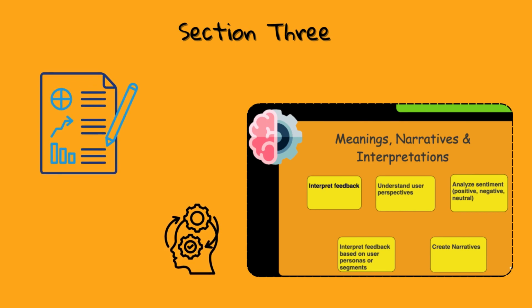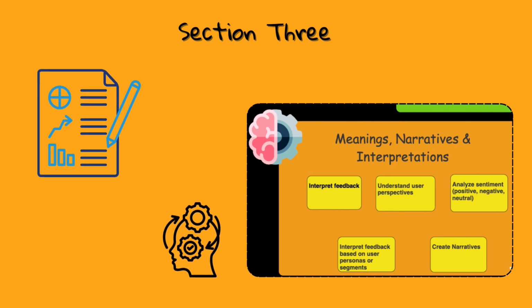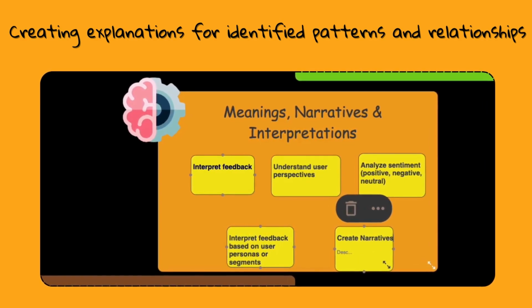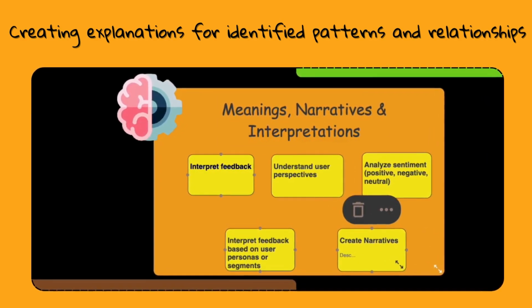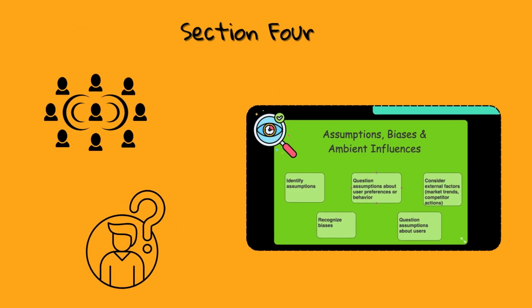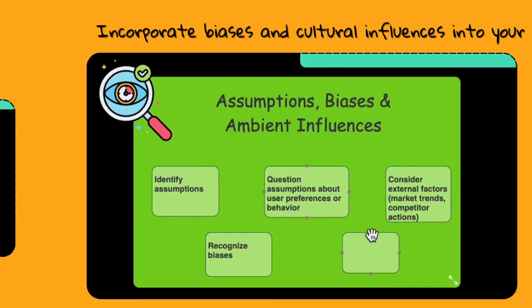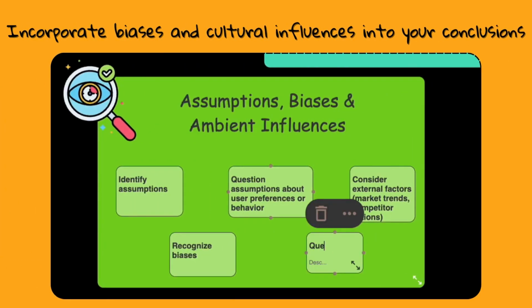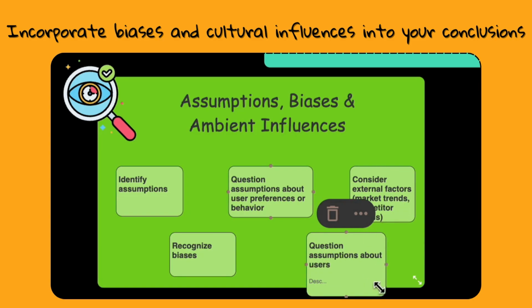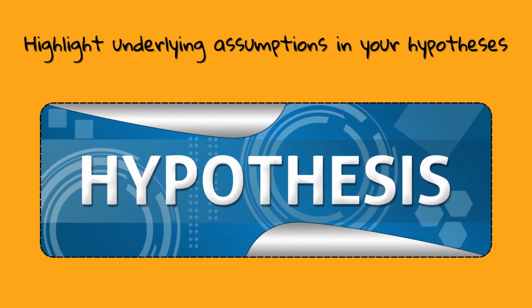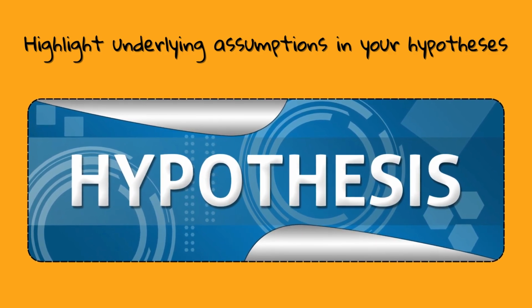Section 3 is called Creating Narratives, and as the name suggests, it is all about creating narratives and hypotheses to explain the patterns and relationships identified in the previous section. Section 4 is called Assumptions, Biases, and Ambient Influences. This is a checkpoint to ensure you are factoring in your inherent biases and cultural conditioning into your prior conclusions, and also it is the point at which you can deliberately call out the assumptions built into your hypotheses.